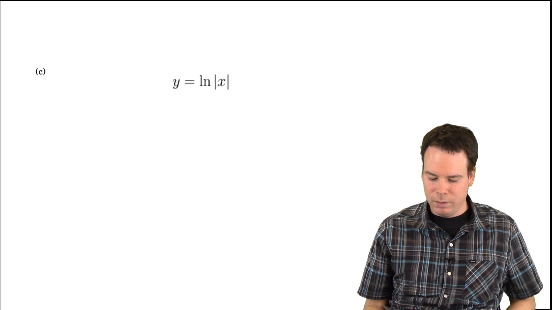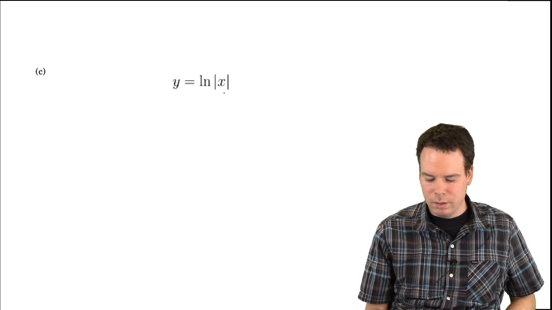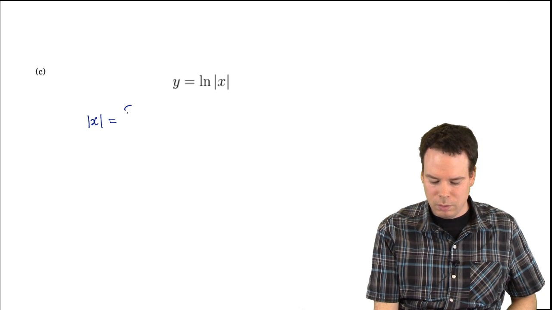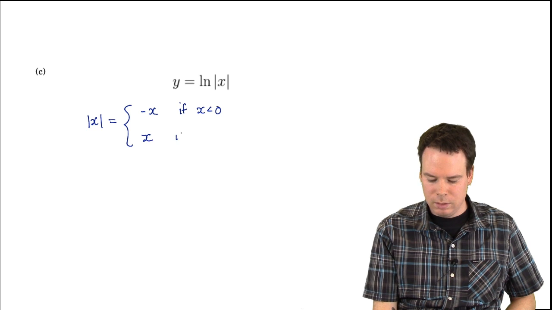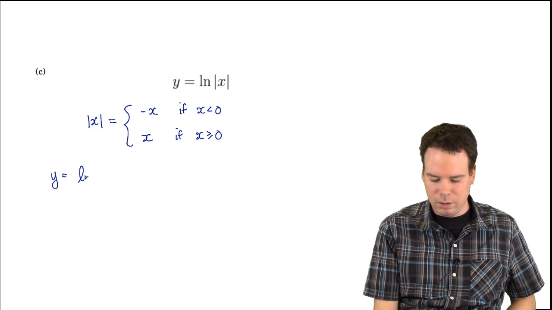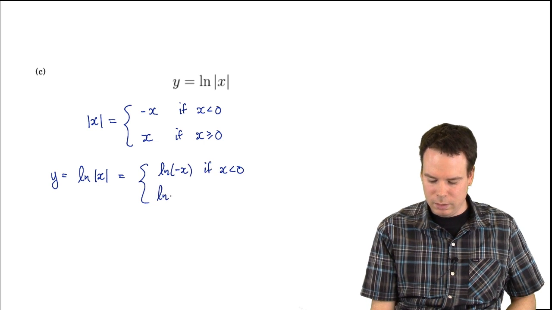Natural log of absolute value of x. What's the derivative of this? Well, maybe first we should deal with the absolute value of x. Absolute value of x, we can rewrite that in terms of our piecewise function. It's negative x if x is negative, and it's x if x is positive. So this function, ln of absolute value of x, can be rewritten as just ln of negative x if x is negative, and ln of x if x is positive.